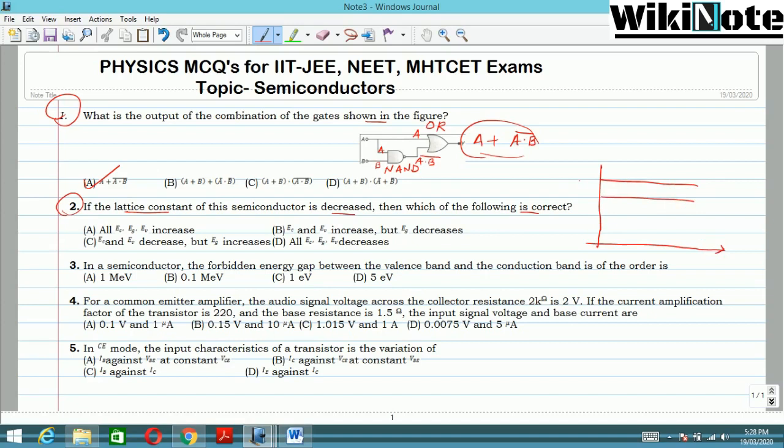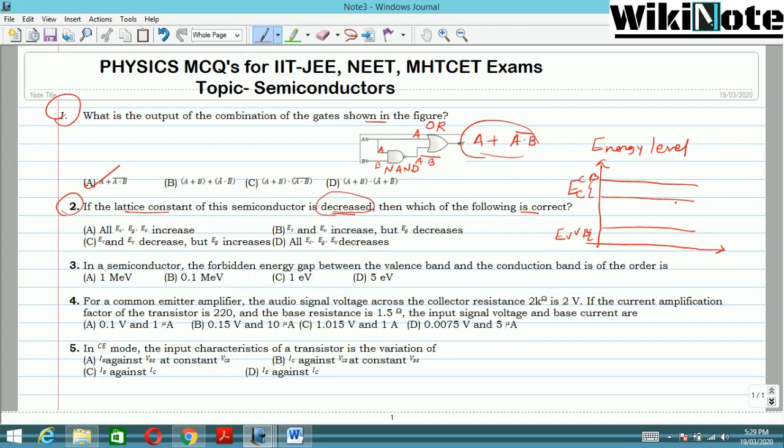So we do have a conduction band over here having the energy EC, and one more band called the valence band over here having the energy EVB. So this is my valence band and this is going to be my conduction band, and the diagram is an energy level diagram, with energy level on the y-axis. They have asked you about the lattice constant of this semiconductor. The graph shows the lattice constant of this semiconductor is decreased, then which of the following is correct?